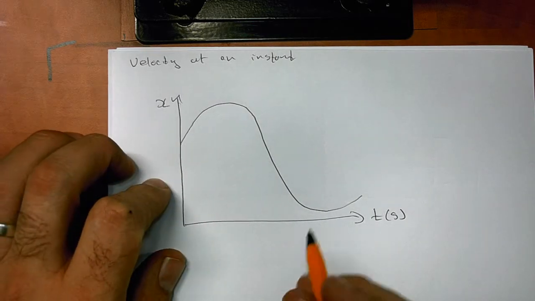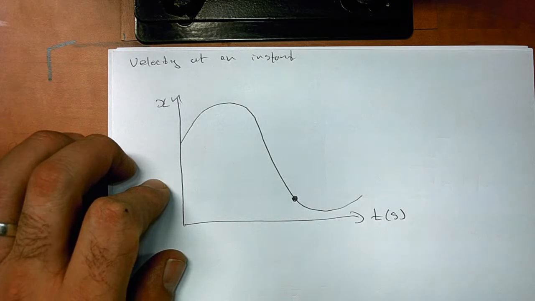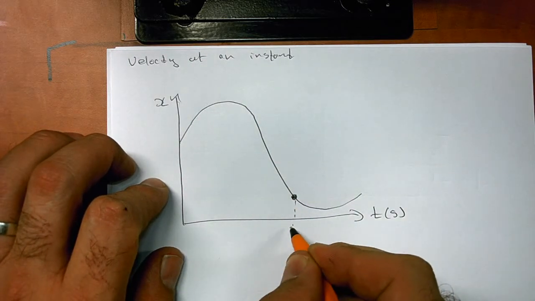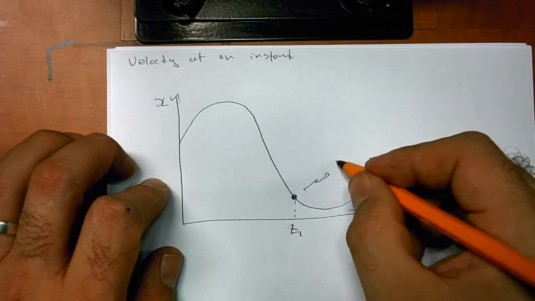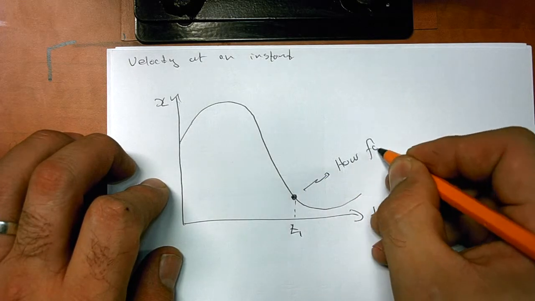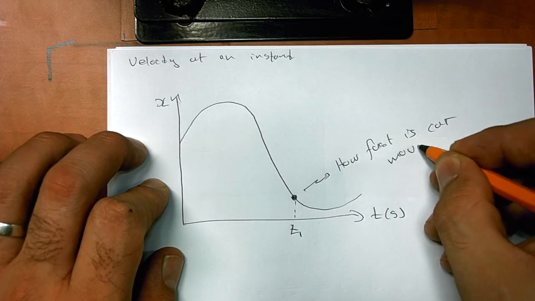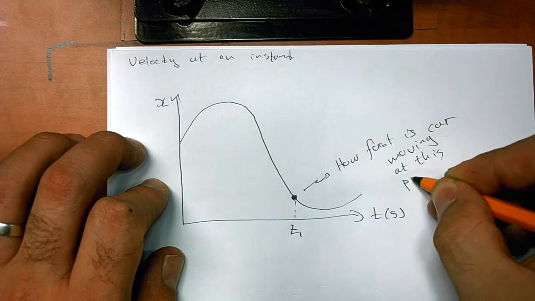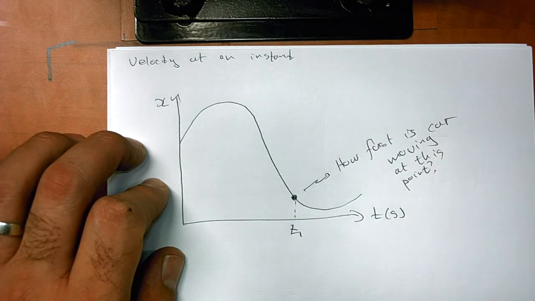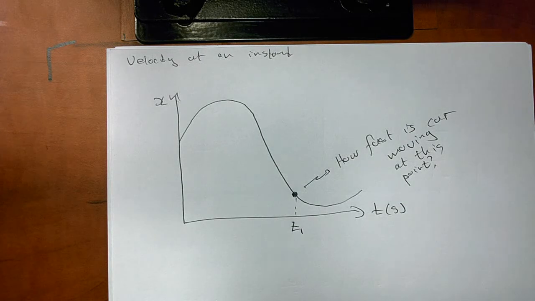Now let's say we want to know, at that point, so let's call this point T1, how fast is the car moving at this point? So we can start to get an approximation for this.